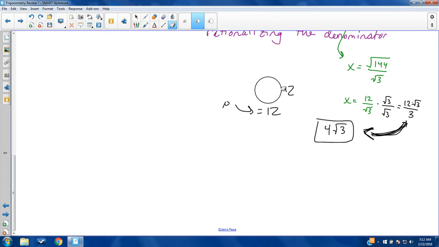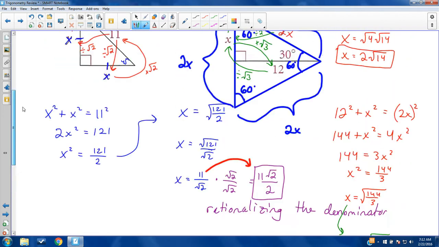Now, how come I didn't choose to divide it from the root 3? Because the square root of 3 is kind of misleading. This number is not really 3, it's really the square root of 3. And the square root of 3 is about 1.7 something. So it's not even doing 3 divided by 3, it's 1.7 something divided by 3. So when dividing, only divide radicals with radicals and rational numbers with rational numbers, stuff like that. So your x value here is 4 root 3.